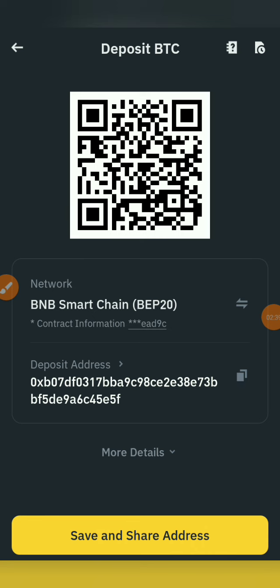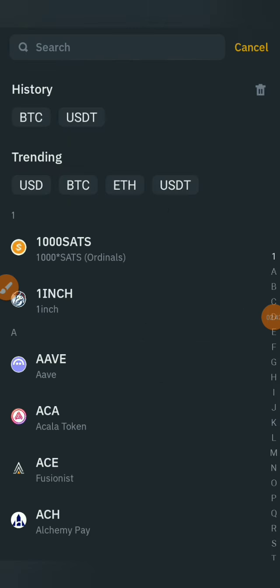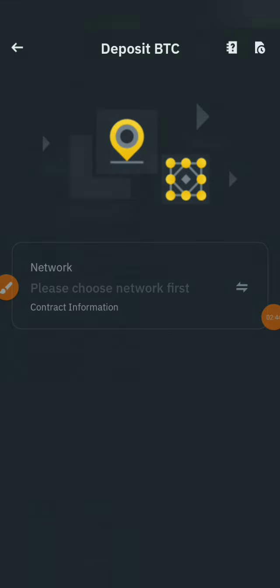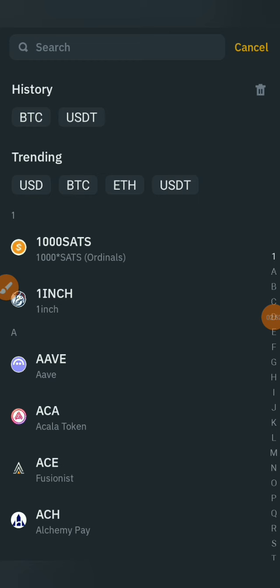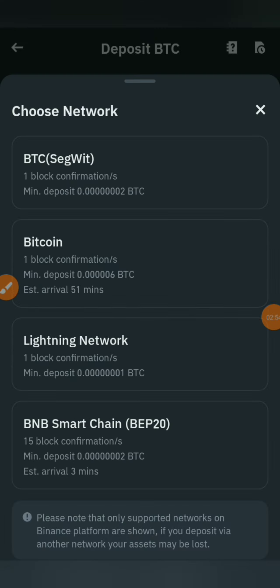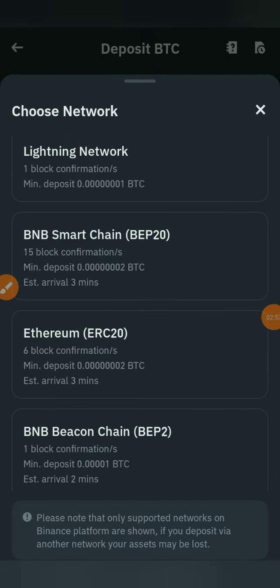Because if he mistakenly uses any network aside from BEP20, maybe the Binance network or the Bitcoin network, which is right here, he or she can be at risk of losing that money. The network has to align.